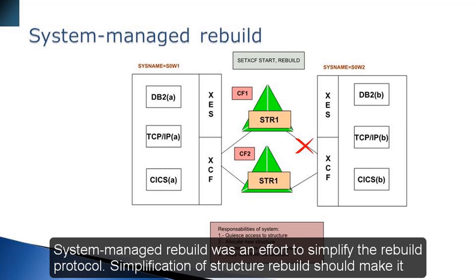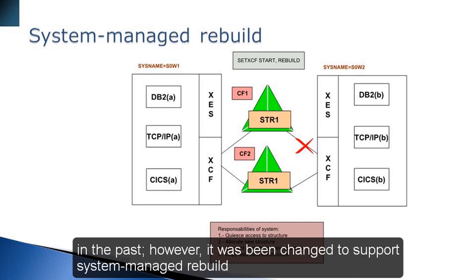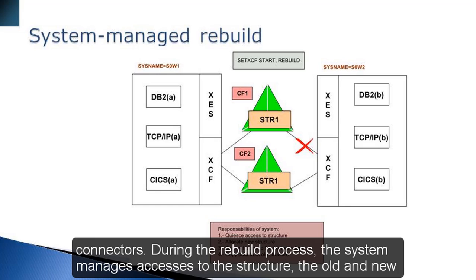System-managed rebuild was an effort to simplify the rebuild protocol. Simplification of a structure rebuild should make it easier for exploiters to support structure rebuild. JES2 is an example of an application that chose not to support rebuild in the past. However, it was being changed to support system-managed rebuild. System-managed rebuild provides a means for rebuilding a structure with a minimal participation of the structure connectors.